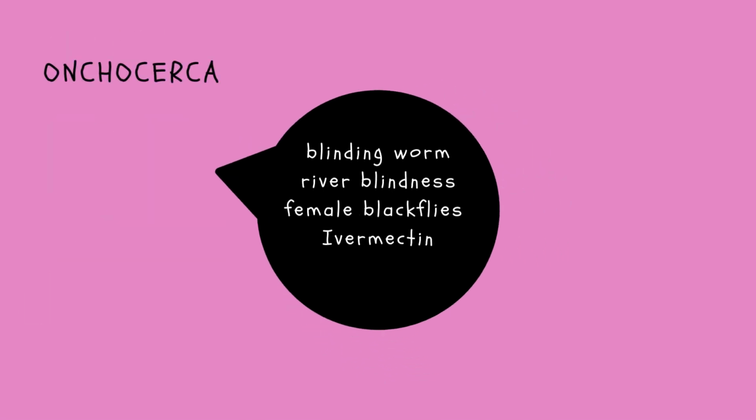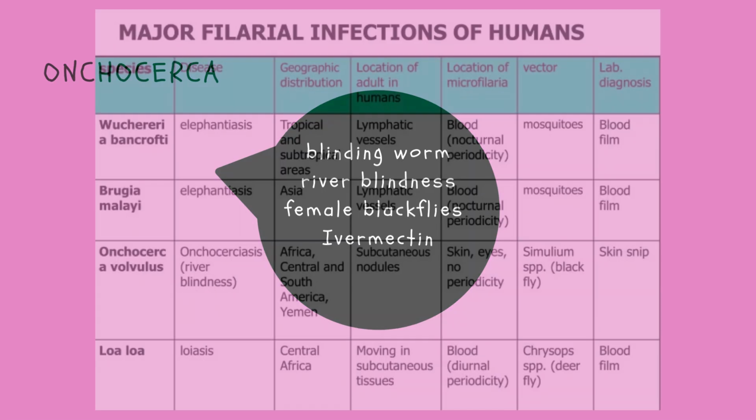Onchocerca is called the blinding worm, as it causes river blindness. The vector is the female black fly, and the treatment is ivermectin.